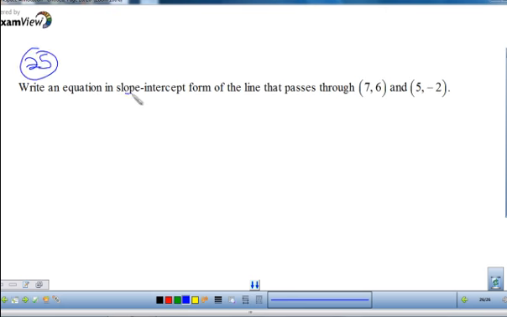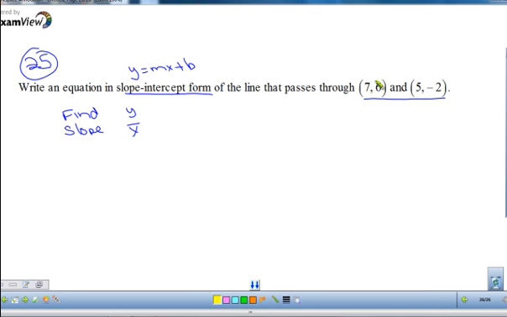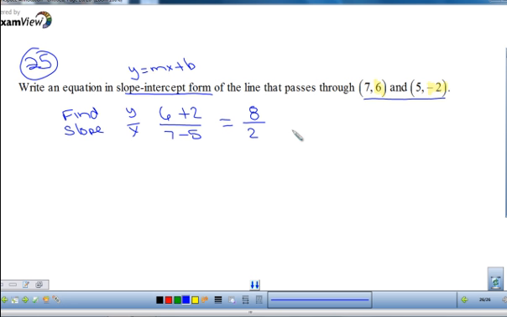Okay, write an equation in slope-intercept form of a line that passes through the points. Once again, since I need slope-intercept form and I'm given 2 points, I have to use point-slope form. So first thing I'm going to do is find my slope. Remember, y's go on top, x's go on the bottom. Those are my y's. So I'm going to write 6 plus 2. Remember, change the sign of the second number. And 7 minus 5. 6 plus 2 is 8. 7 minus 5 is 2. And 8 divided by 2 is 4.